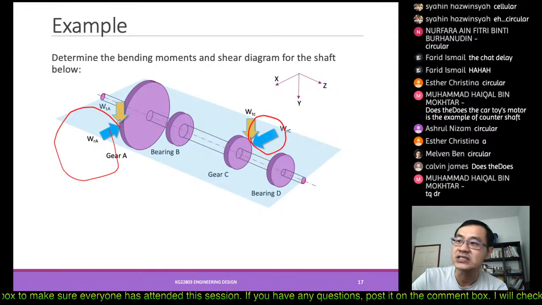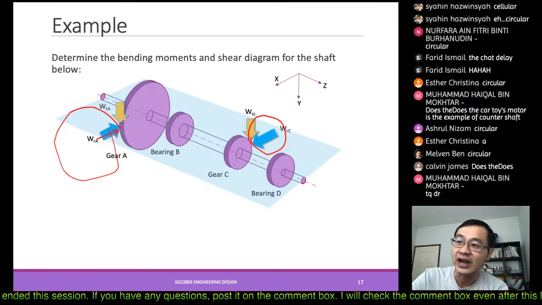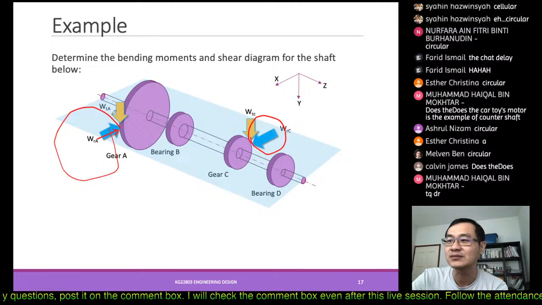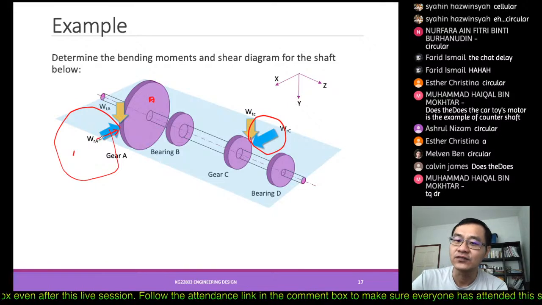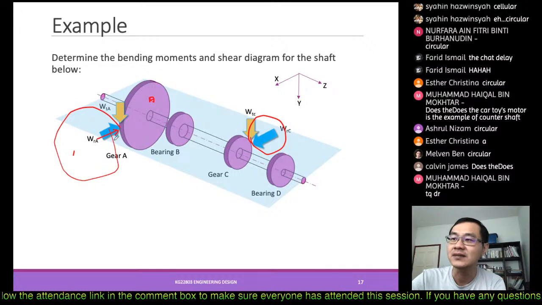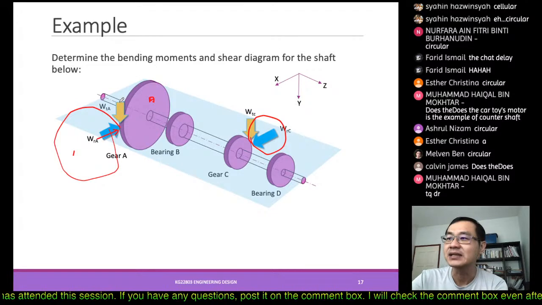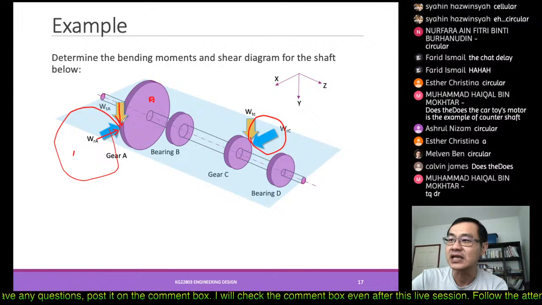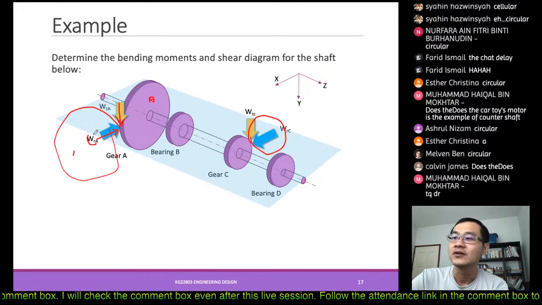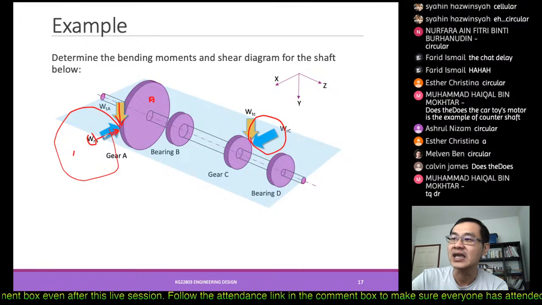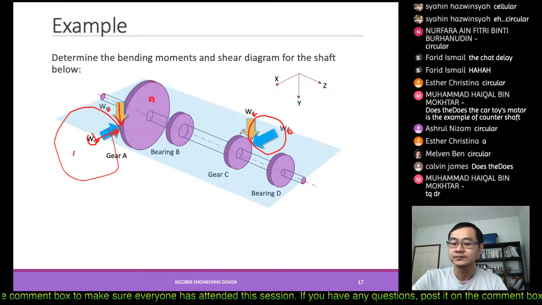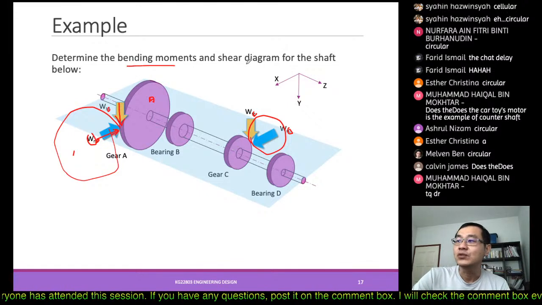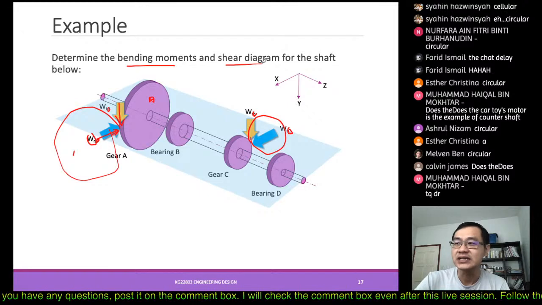When there is a connection, there will be a reaction force given by this gear to gear A. That kind of reaction force, or the power being transmitted, would be represented by W_t, the tangential force, and W_r, the radial force acting on gear A. We have the subscript A to denote A. Same thing for C. If we want to draw the bending moment and shear diagrams, we may want to see a different angle.